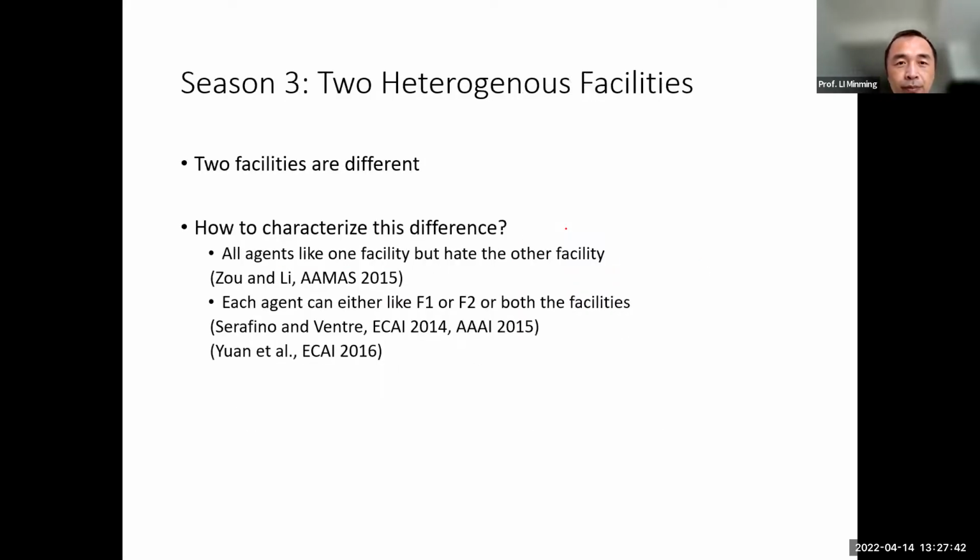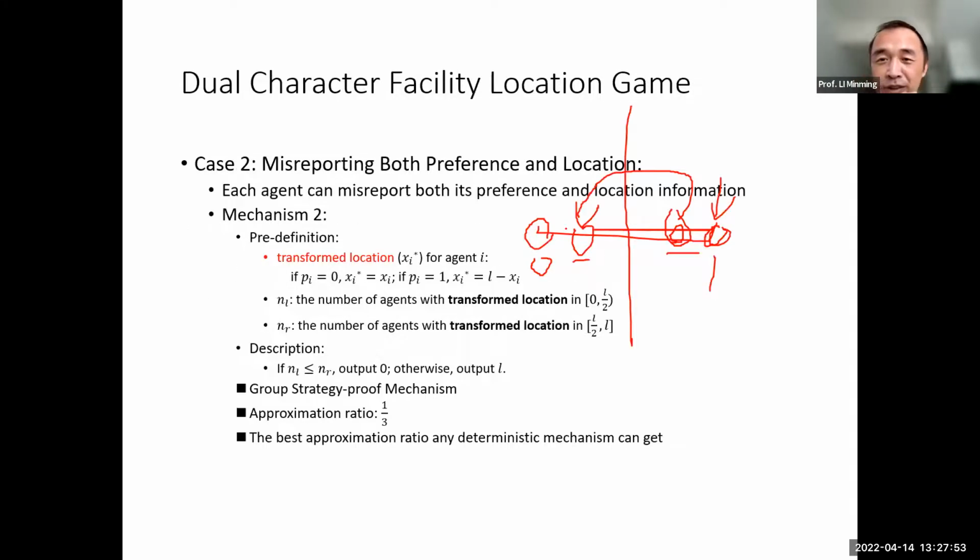Okay. Right. Now we move to season 3. Just now we were changing agents' preferences. Actually, I again mention the story of this work. This work is a paper with 2 authors. One is me, the other one is an undergrad student. And this paper eventually is in AAMAS, okay.